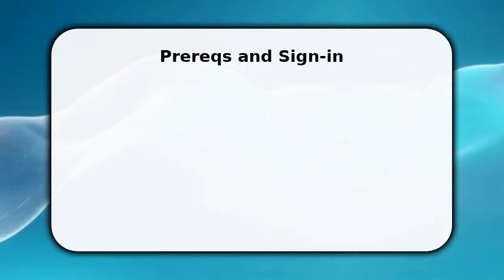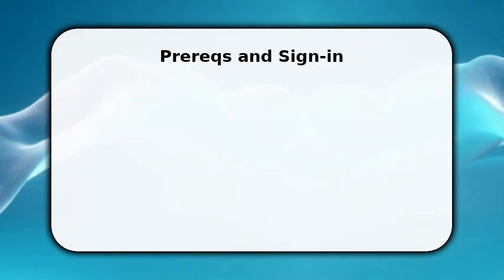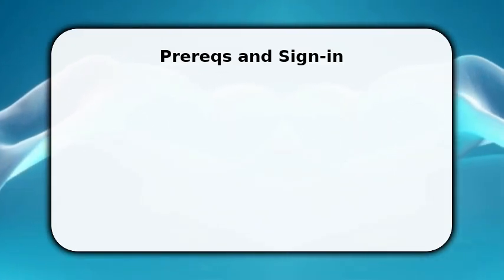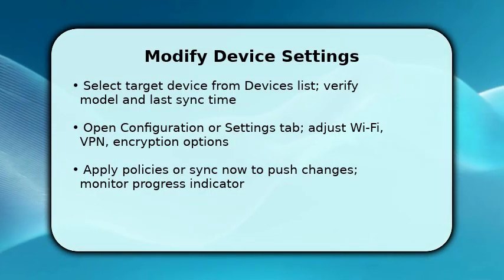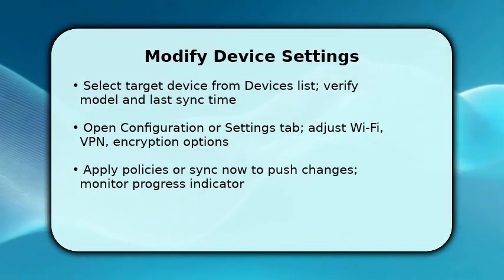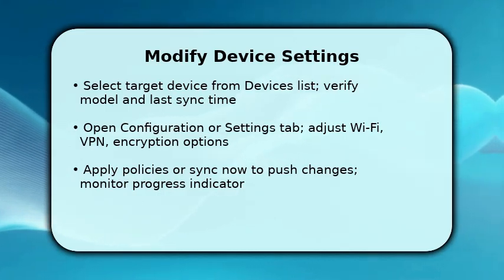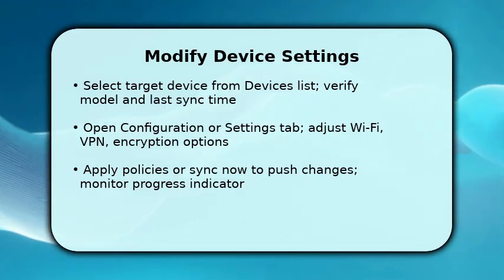Once signed in, navigate straight to devices in the portal. This begins the settings update flow and prevents configuration drift across apps. You select the target device from the devices list, confirming model and last sync time so you modify the intended endpoint. Then open the Configuration or Settings tab to change Wi-Fi profiles, VPN definitions, encryption, and app permissions.